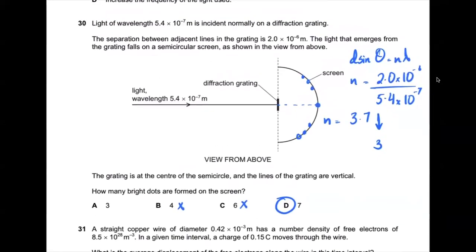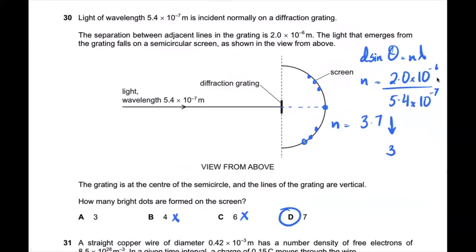All right, so do make sure that whenever you have a question on the number of bright fringes or bright dots on the screen in a diffraction grating context, it can only ever be an odd number. It's never going to be an even number.